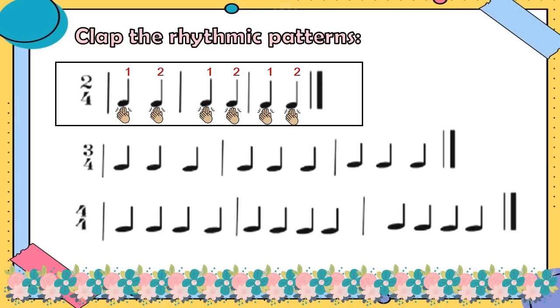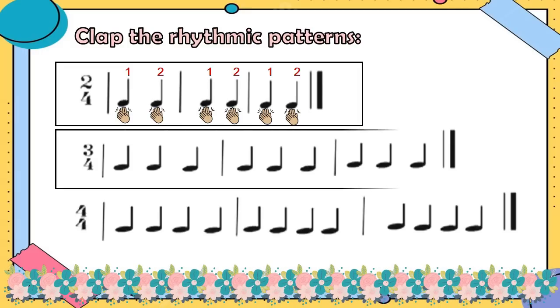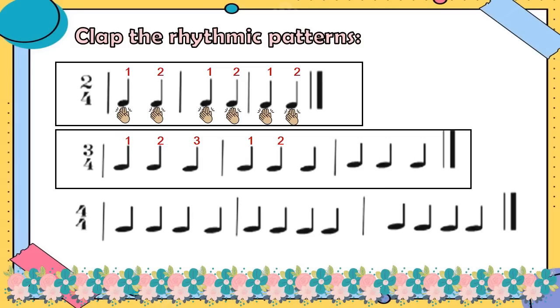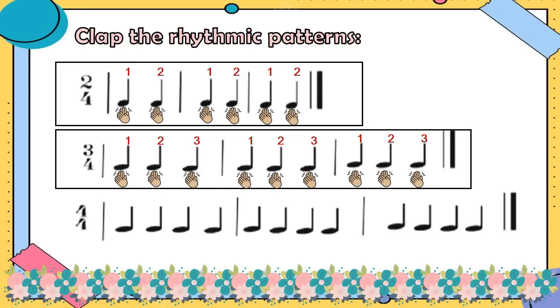The next rhythmic pattern has a time signature of 3-4. In every measure, there are 3 quarter notes, each of which has 1 beat. Let's count. 1, 2, 3. Next measure, 1, 2, 3. Third measure, 1, 2, 3. Now let's clap. 1, 2, 3. 1, 2, 3. 1, 2, 3.